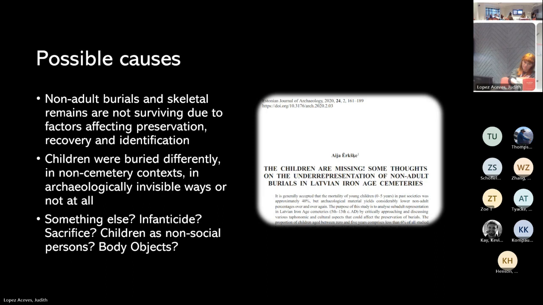or are they being treated as body objects? I'm basing a lot of my methodology and design on some very interesting work that's come out quite recently from contemporaneous cemeteries in Latvia. And I had to have a go at that name, I'm really sorry. But she has come up with very similar arguments and has come up with some very interesting results.